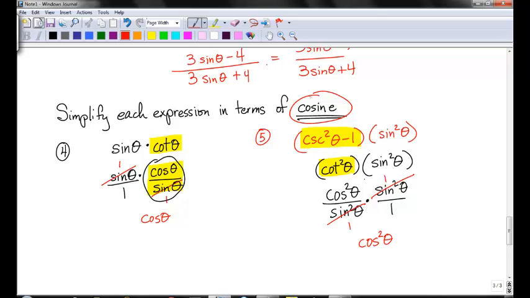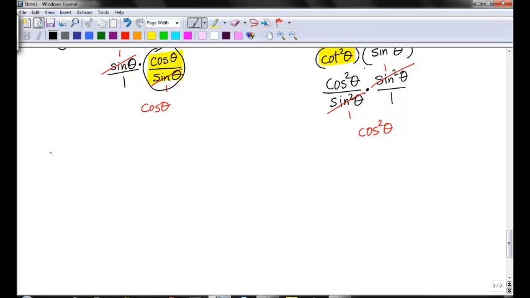Okay? Okay, last example. Number 6. Up in the numerator, 1 plus tangent of theta, and it's all over, oh, I didn't write that very good. 1 plus tangent theta, and it's all over cosine of theta plus sine of theta.